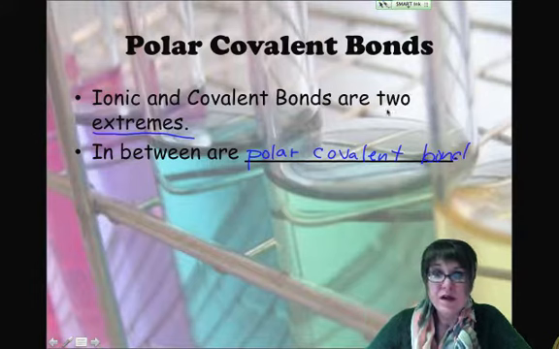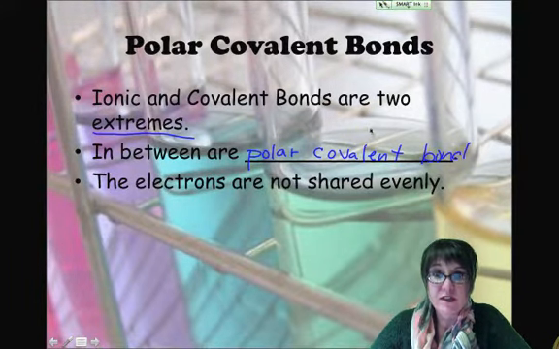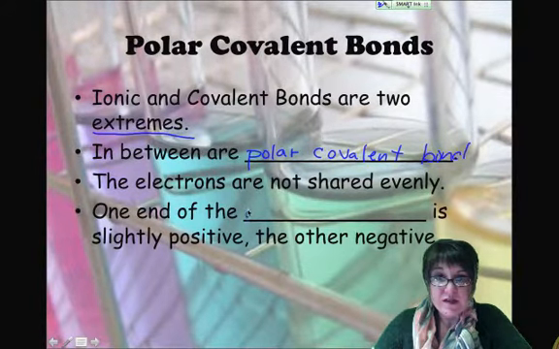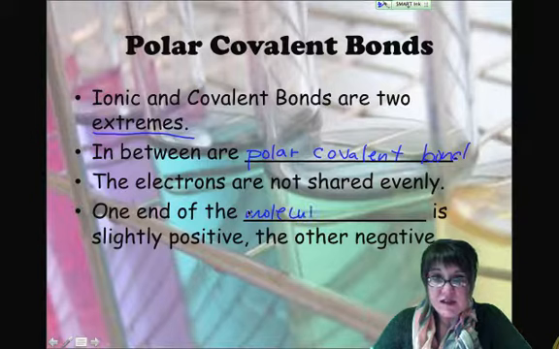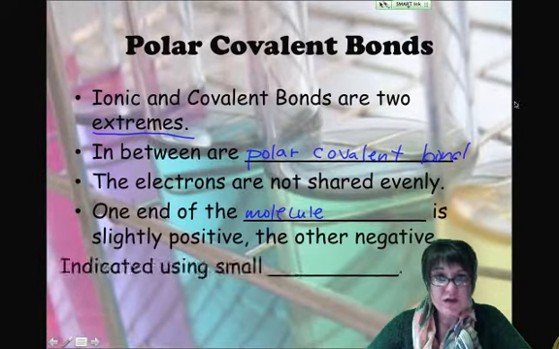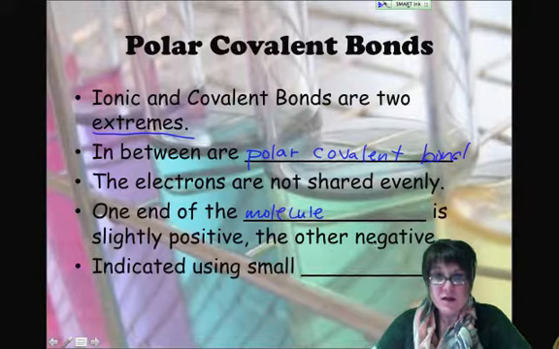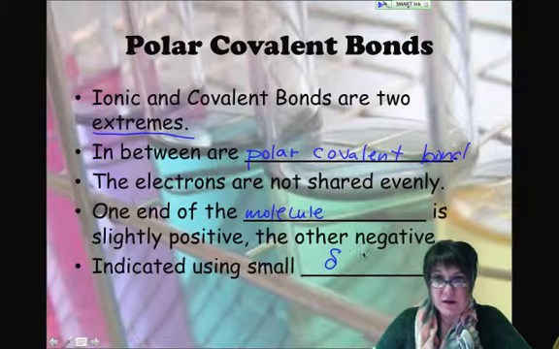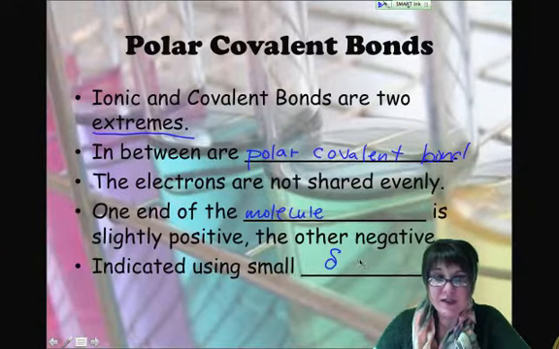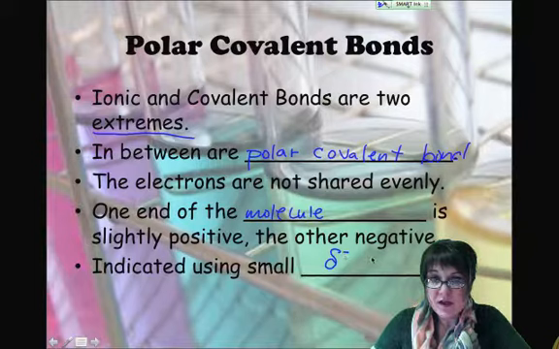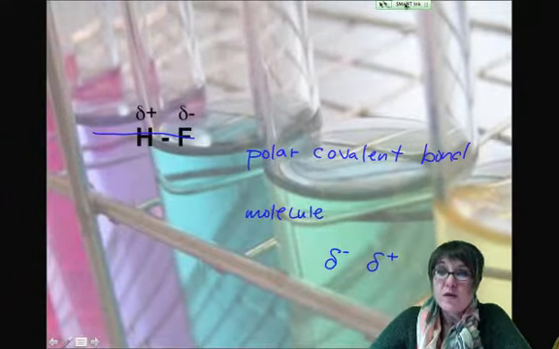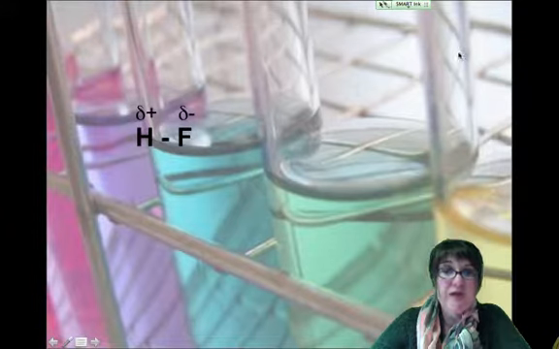Polar covalent bonds are those where electrons are not shared evenly between the two atoms. One end of the molecule then ends up slightly positive, and the other end is slightly negative. And we show that when we write the small Greek letter delta that looks like a sort of curvy letter D or a squiggly looking S. But delta, we would put like a delta minus for a negative end and a delta plus for the positive end of the molecule. So let me show you an example of a very polar molecule, hydrogen fluoride.